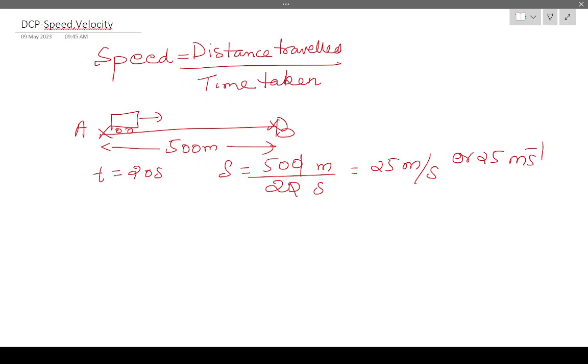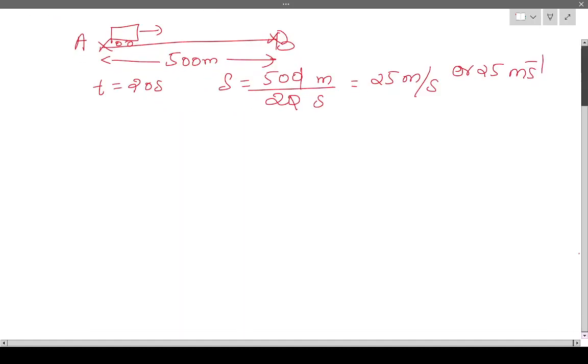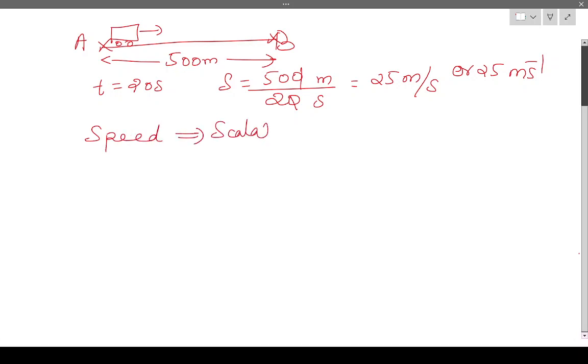Now, what about the average speed? Oh, before that, speed is a scalar quantity. What is easiest to remember that? There is an s here, there is an s here. In scalar also there is an s, in speed also there is an s. So speed is a scalar quantity, which means we will take only the magnitude. We don't bother about the direction at all. What is the SI unit? SI unit is meter per second.